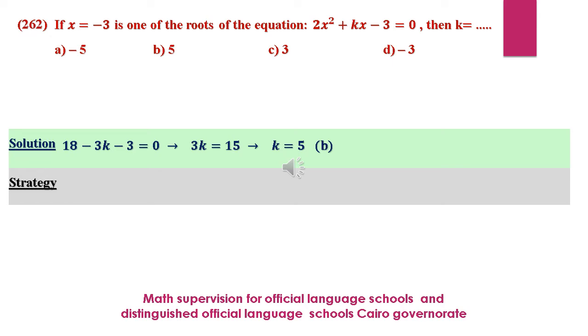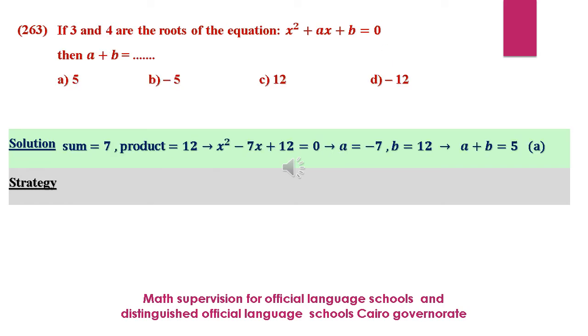If x equals negative 3 is one of the roots of the equation 2x squared plus kx minus 3 equals 0, then k equals what? Of course, we know that x equals negative 3 is one of the roots, so we can substitute negative 3 instead of x in the equation. So 2 times negative 3 all to the power 2 plus k times negative 3 minus 3 equals 0. We get 18 minus 3k minus 3 equals 0. As a result, 3k equals 15, so k equals 5.